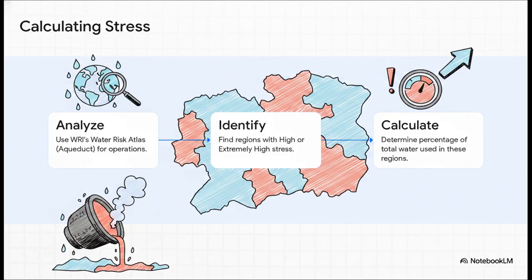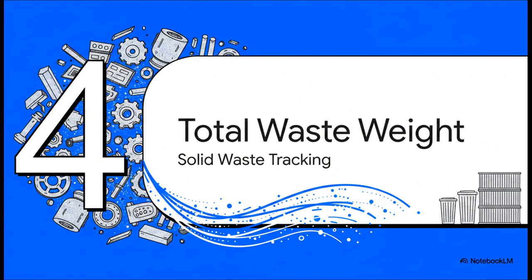I mean, think about it. If 90% of a producer's water consumption is happening in an extremely high-stress zone, your risk model needs to be flashing red for potential supply disruptions and price volatility. All right, let's pivot from the input side over to the output side with Section 4, tracking total waste weight.